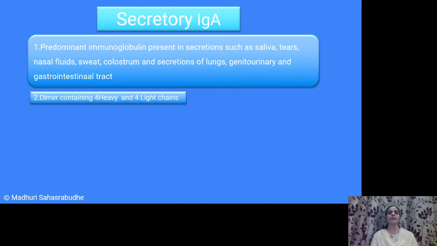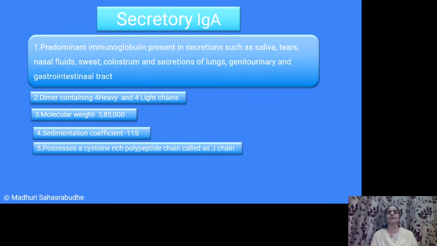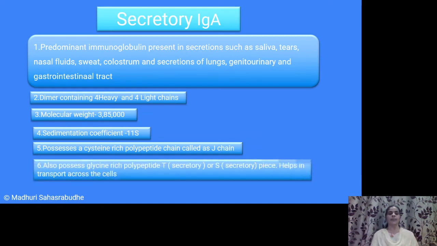Second, as I have said, it is a dimer containing 4 heavy chains and 4 light chains. Molecular weight, obviously, is more because it is a dimer, 3,85,000 Daltons. Sedimentation coefficient is 11S. It possesses a cysteine-rich polypeptide chain called the J chain. J stands for joining, and because of this, 2 molecules are joined together with the help of the J chain. It also possesses a glycine-rich polypeptide called the secretory piece, which helps in transport across the cells.